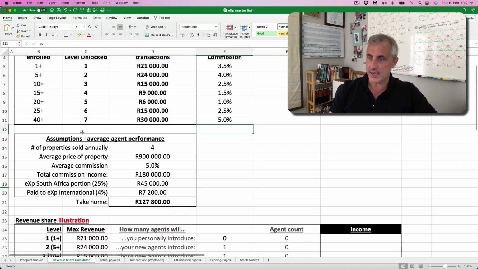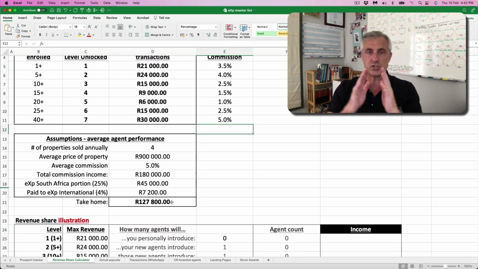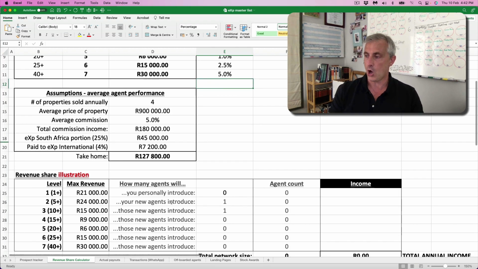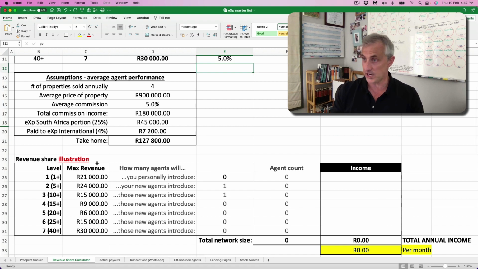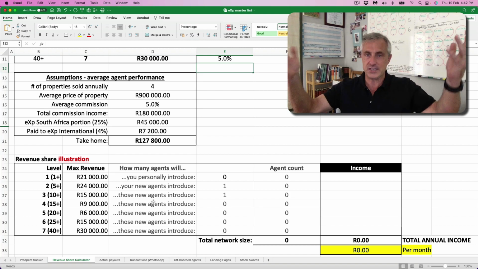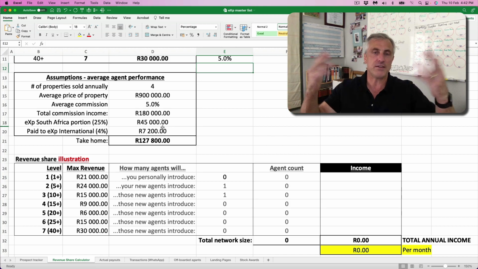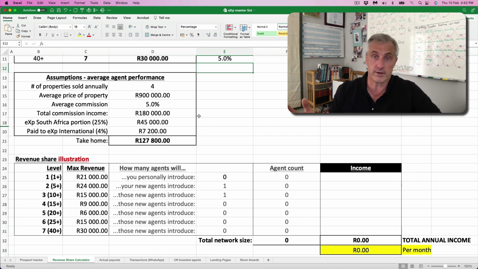Okay, this block here is where we are going to assume what the average agent in your group is going to do. Now, why do we want to do this? Because I don't want to plug a whole bunch of numbers into the actual revenue share calculator, which is this bottom section, and just assume that all the agents, let's say you end up with 50, 60, 70 agents in your group over a few years, are all going to be capping agents, because they're not. So I would rather plug some very conservative numbers into the spreadsheet, and then anything you achieve over that is just a bonus. So let's be as conservative as we can.